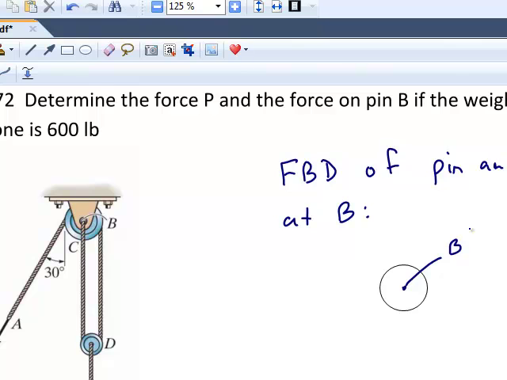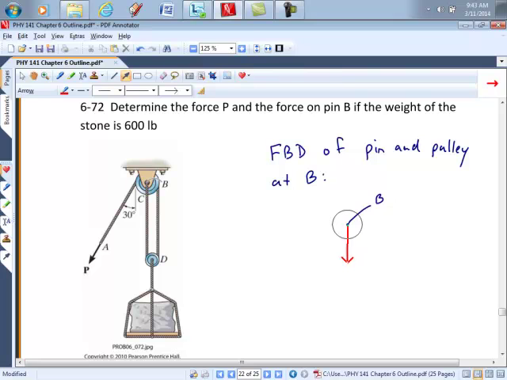What forces are acting on B? Okay, so I've got a force of tension down here. Just call that T for now. Normal force, where? On the pin. Okay, so what direction is the normal force going to be? Let's draw the other forces first. Then I'll ask you again.